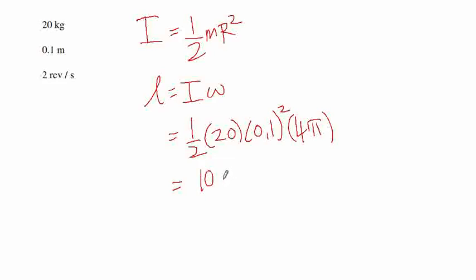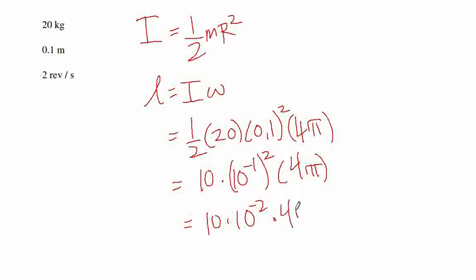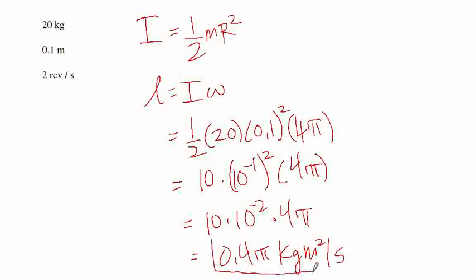So 10 times 10 to the minus 1 squared times 4 pi, 10 times 10 to the minus 2 times 4 pi, 10 to the minus 1 times 4, so 0.4 pi kilogram meters squared per second. I hope that is what you got. Okay, so I've defined angular momentum in this video. I've defined total angular momentum. I've defined moment of inertia.